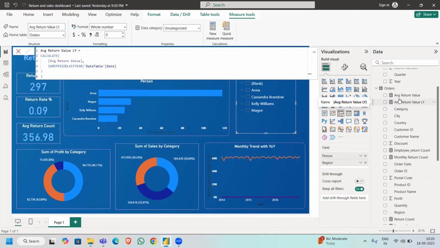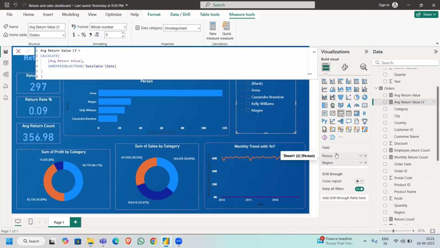If the return rate was 4% in 2014 and 5% in 2015, it saw a 1% increment. That means product quality or service issues were getting worse. If the average return value increased compared to the last year, it indicated that higher value products were being returned, and which directly affects revenue.